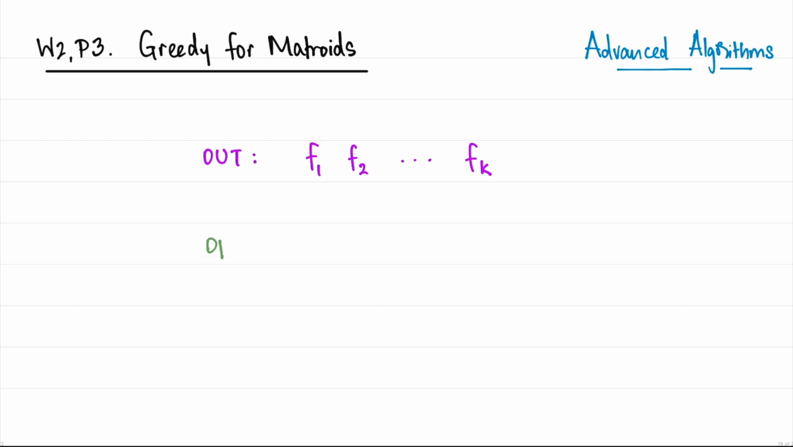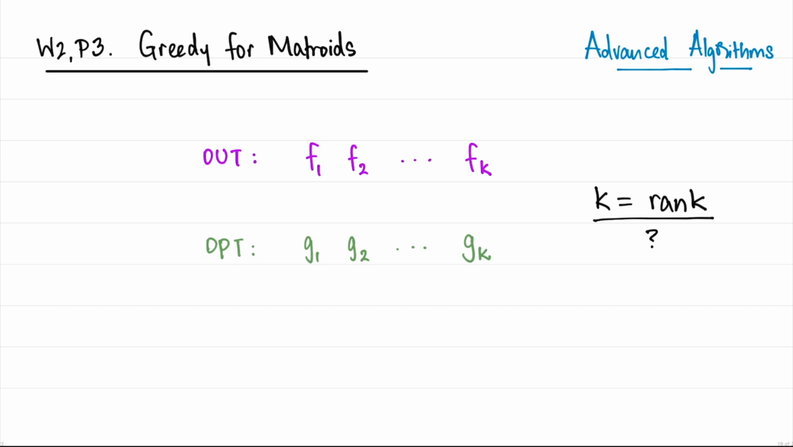And let's say opt is G1, G2 up to Gk. So notice that we can actually now assume that the output of the greedy algorithm and the optimal solution have the same number of elements, and that number is equal to the rank of the matroid. So k is in fact the rank, and let's just spend a minute convincing ourselves that this is in fact the case.